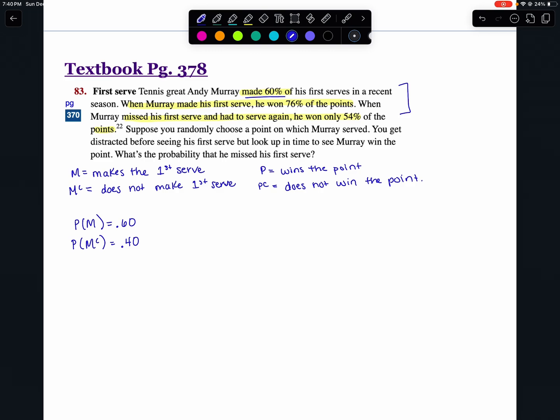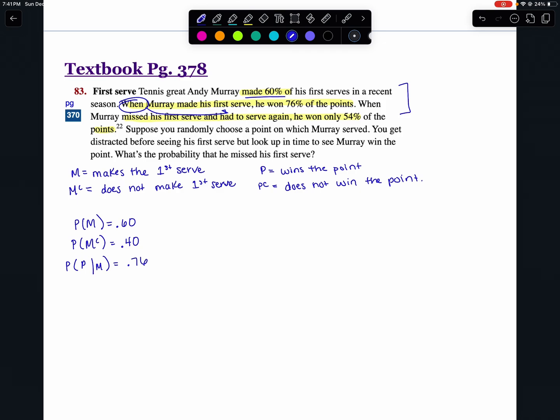What else? It says when Murray made his first serve, he won 76% of the points. Okay, so when he made his first serve, that's a hidden conditional. He won 76% of the points that time. So I'm going to write that out as the probability of P given M. That's the condition, that's what we know. When he makes the first serve, that's the given that. He wins the point 76% of the time, so I'm going to write 0.76.